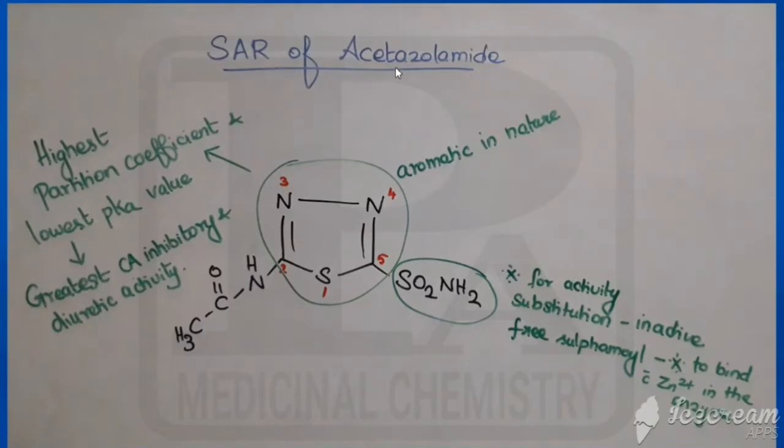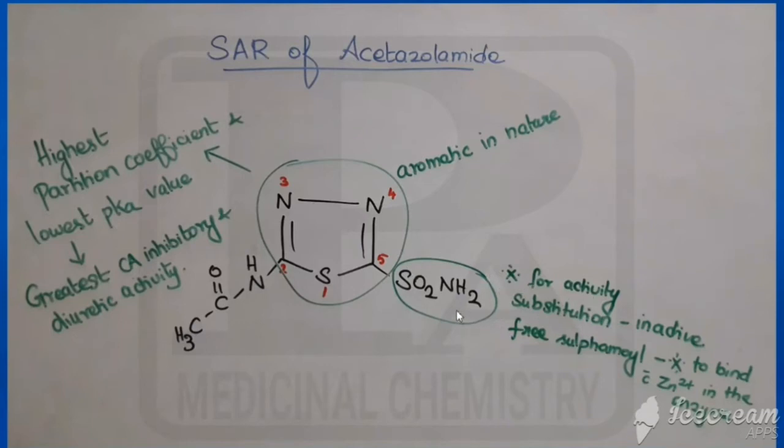Now we'll see the SAR of acetazolamide. First, we have to know the structure of acetazolamide. What is that? It is having 1,3,4-thiadiazole, and in the second position it is having an acetamide group, and in the fifth position it is having a sulfonamide group. In the case of acetazolamide, this sulfonamide group is important for activity.